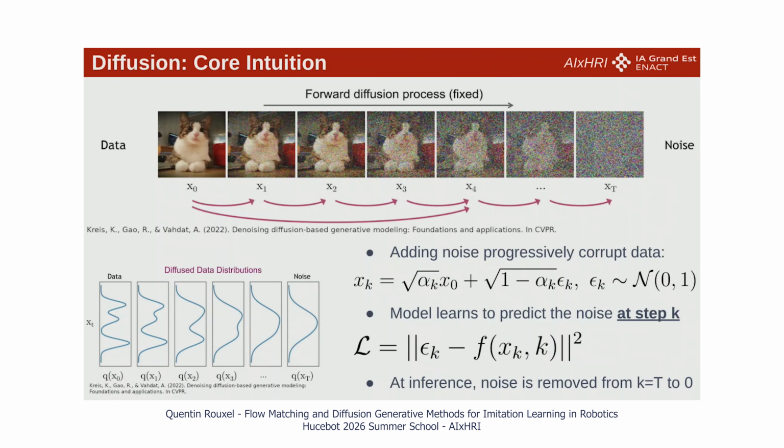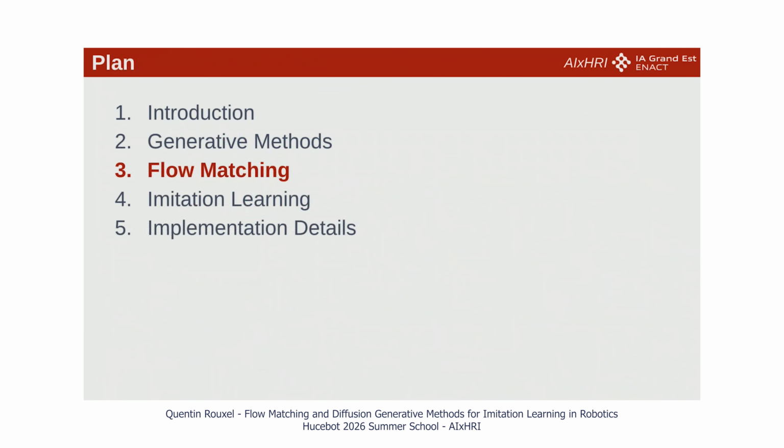I'm not going to go too much into the details about diffusion because I'm going to talk about flow matching today. The thing is, diffusion and flow matching are very, very similar methods. They are basically two sides of the same coin, but they see the problem in a different way. The core intuition you've seen with diffusion is about adding noise and removing noise, and flow matching does basically the same kind of thing, but sees the problem from a different perspective.